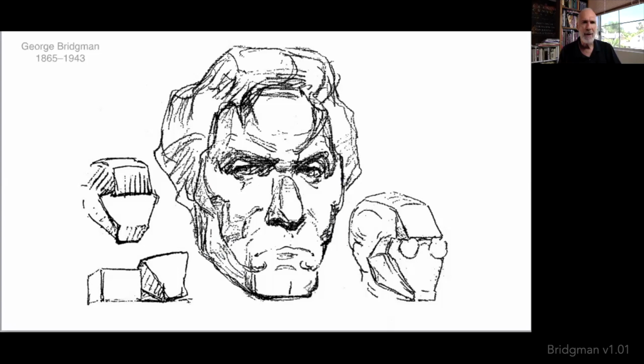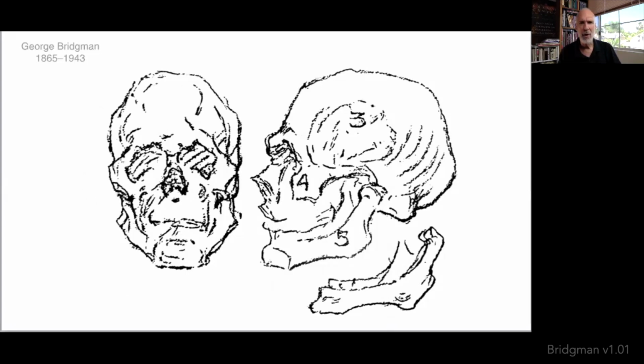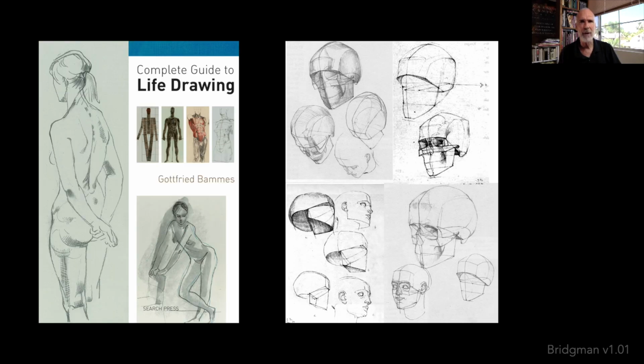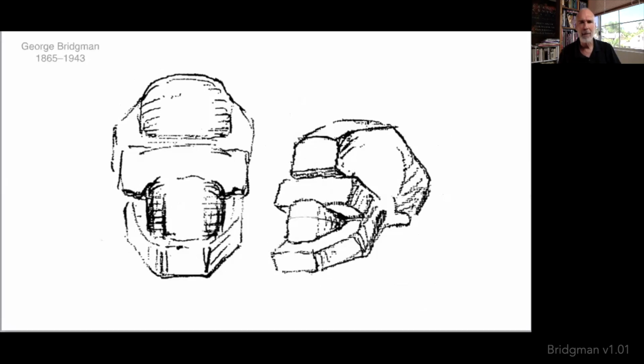All right. How do we study? We study the skull. Bridgman's skulls are not the ones to study from. His organic skulls, I mean, because that's really hard to understand. But Gottfried Bammes has skulls that have been turned into architecture. But Bridgman has skulls that are turned into what I think are great architecture.